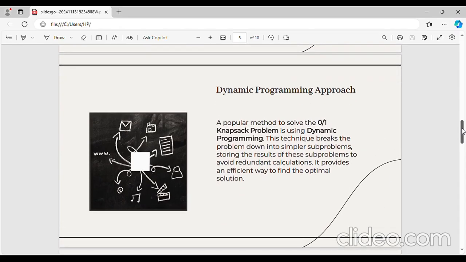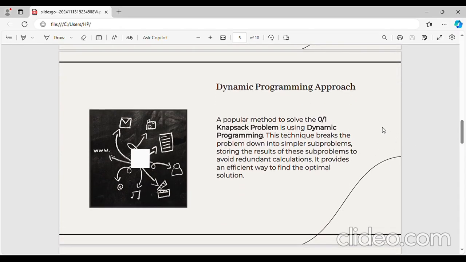The 0/1 knapsack problem is solved using the dynamic programming approach. Here, 0/1 basically means 0 is excluded, 1 is included. The popular method to solve the 0/1 knapsack problem is dynamic programming. This technique breaks the problem into sub-problems. A bigger problem is solved through simpler sub-problems, storing the results of these sub-problems to avoid redundant calculations. It provides an efficient way to find the optimal solution.